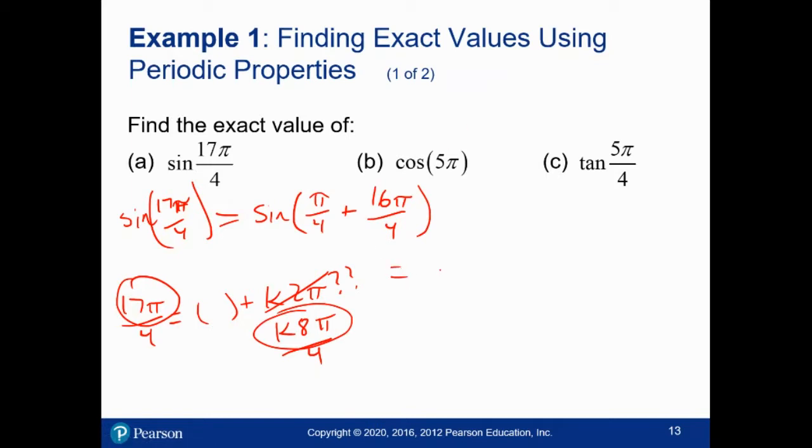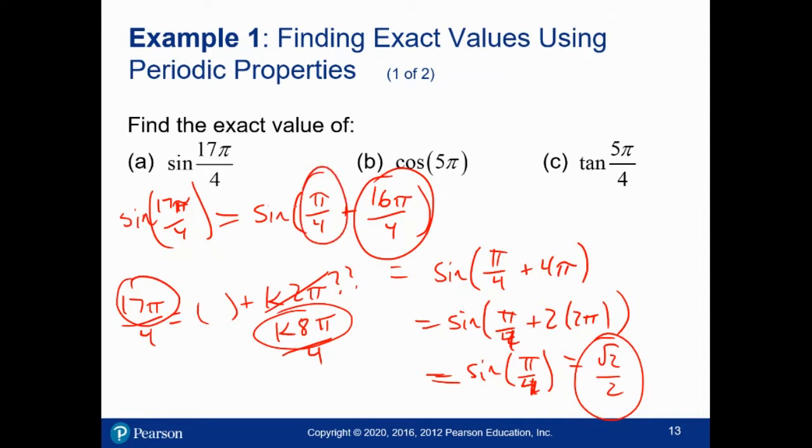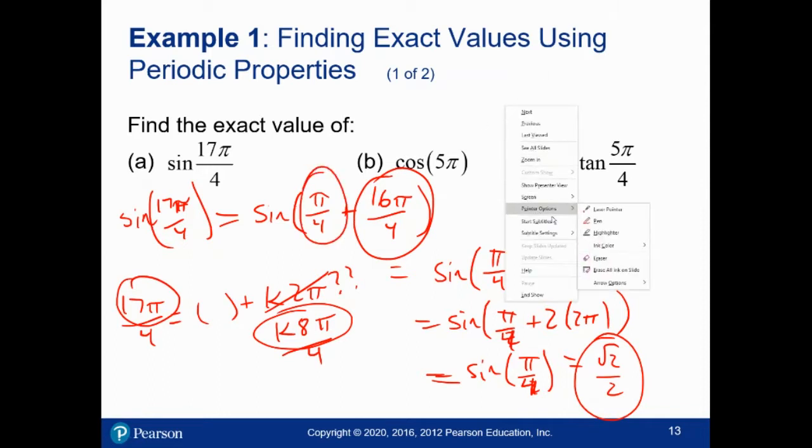16 pi over 4 is just 4 pi, which is just going around the circle twice. Going around the circle twice, it does not change your y coordinate. And what's the sine of pi over 4? We have a table, it's √2/2. So therefore, the sine of 17 pi over 4 is the same as the sine of pi over 4, which is √2/2. So we exploited periodicity by saying the input 17 pi over 4 was some number of complete rotations plus something else. So try to do the same thing for parts B and C.